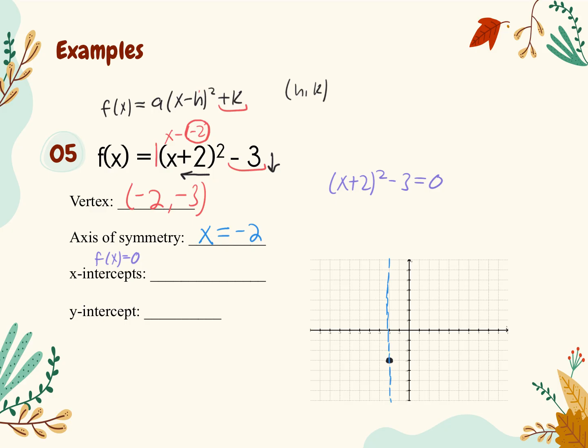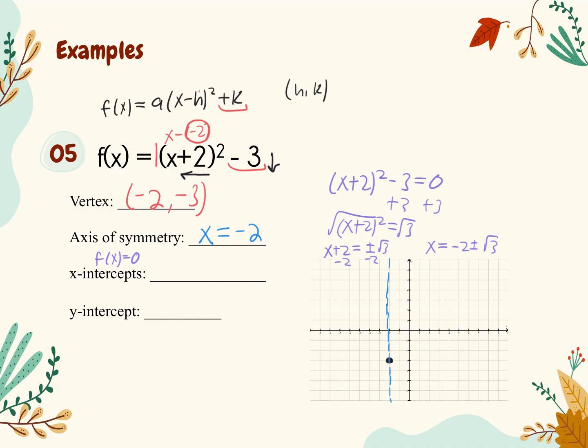So what we want to do is solve by square rooting, right? It's already set up to where you can add 3 on both sides and then square root both sides. So I get x plus 2 squared equals 3. And then we can square root both sides, and then I get x plus 2 equals plus or minus the square root of 3. And then let's subtract 2 on both sides, and then I get x equals negative 2 plus or minus the square root of 3. All right?